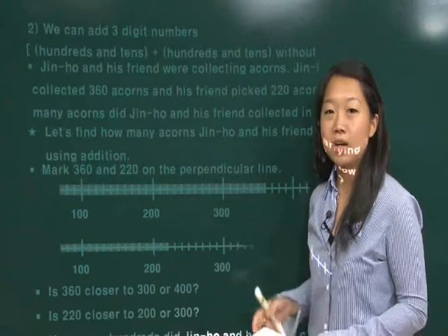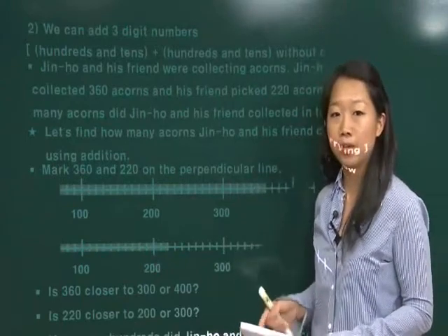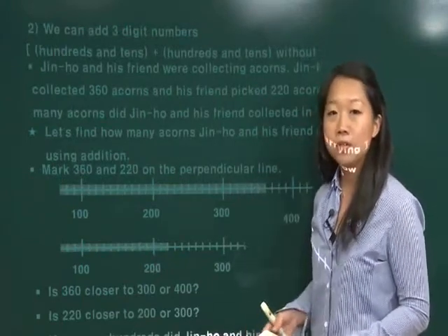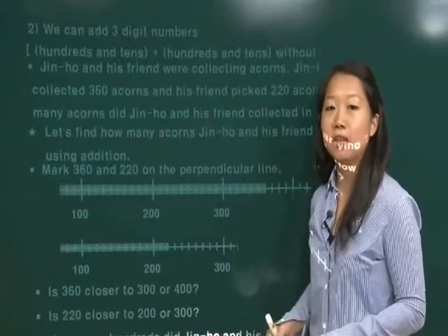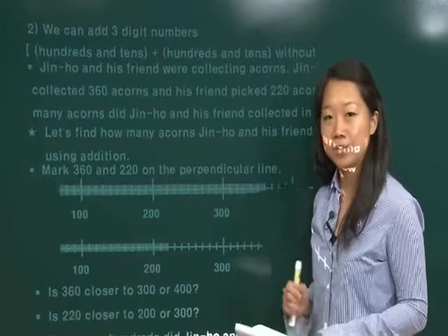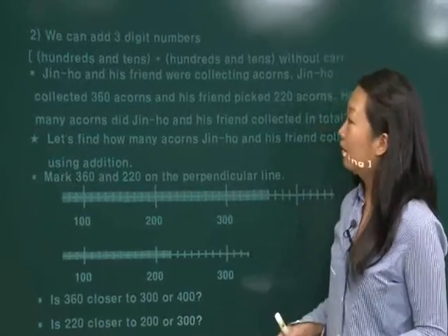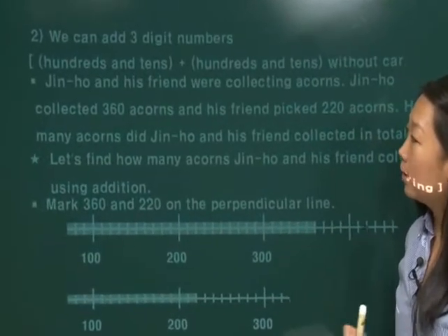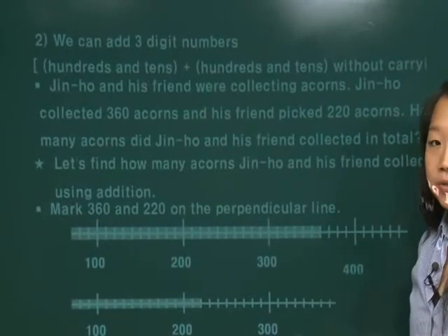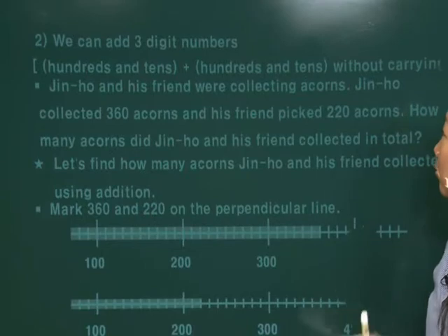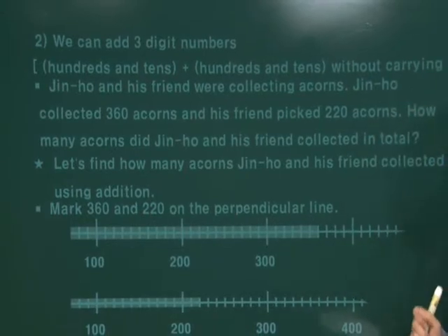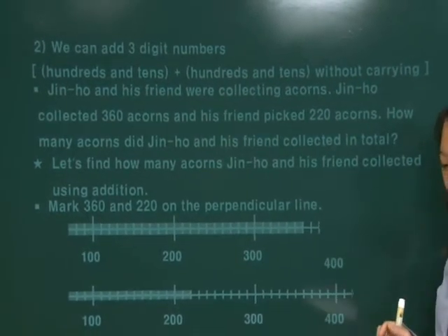We just learned how to add hundreds with hundreds without regrouping, right? So now we're going to learn hundreds and tens plus hundreds and tens without regrouping. So how about if we check it out? Here it says we can add 3-digit numbers. As I told you, hundreds and tens plus hundreds and tens without regrouping, right? So how about if we look at our example over here?